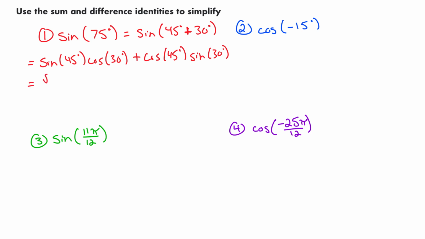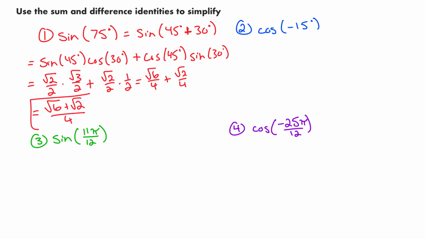Sine of 45 degrees is root 2 over 2. Cosine of 30 degrees is root 3 over 2. Cosine of 45 degrees is root 2 over 2. And sine of 30 degrees is 1/2. That's equal to root 6 over 4 plus root 2 over 4, which gives me my answer of, actually, I'm going to give myself a little more space for my blue problem. Root 6 plus root 2 all over 4. I have now calculated the sine value of an angle that is not on the unit circle.